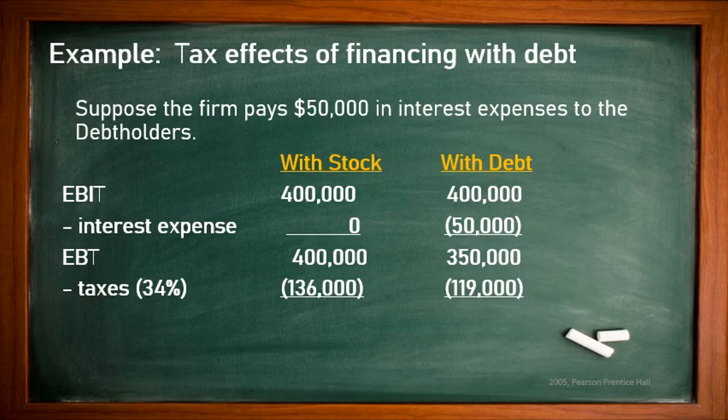With stock, when you calculate 34% against 400,000, you get 136,000. Similarly, when you calculate 34% against 350,000, your tax will be 119,000. And the difference becomes EAT, known as earnings after tax. So earnings after tax with stock is 264,000 and with debt is 231,000. It means companies issuing stock have better earnings after tax than with debt capital, but it is not the solution.